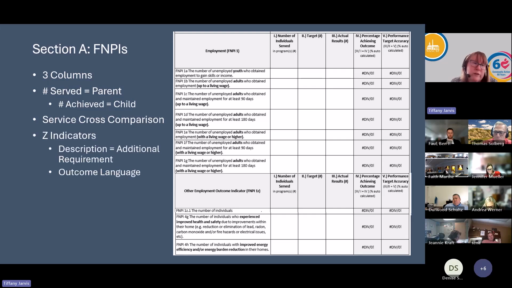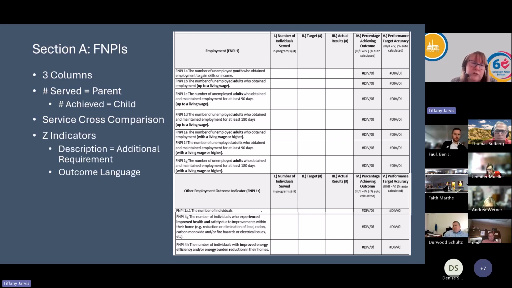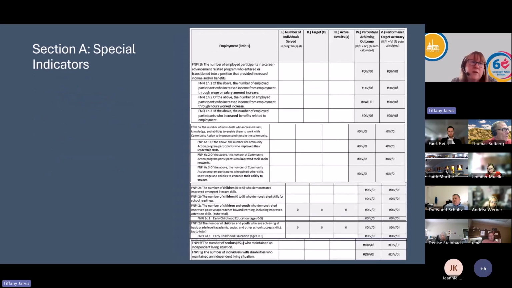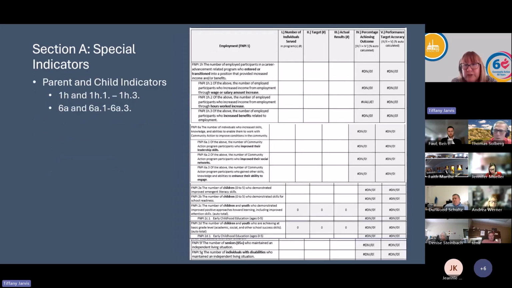Service cross comparison, we talked about that. Z indicators, remember that additional requirement, you have to write the description. The number of individuals who, and you add the so what. You've got to remember to add the so what, and remember to just make it outcome language.